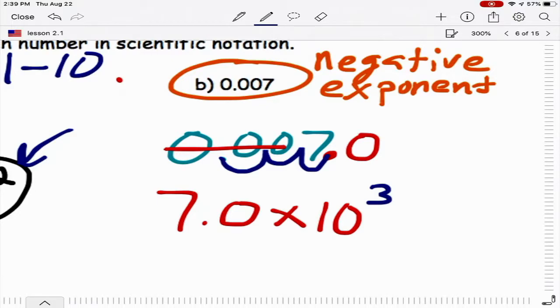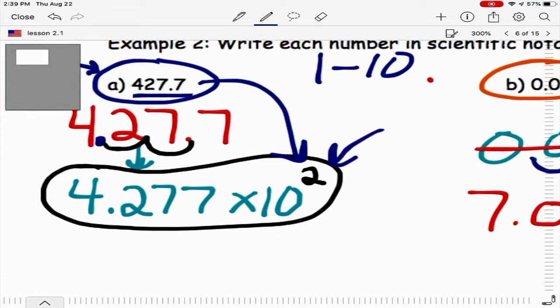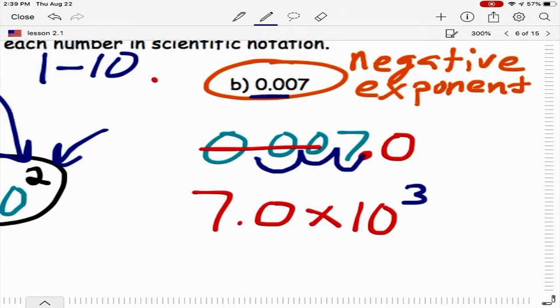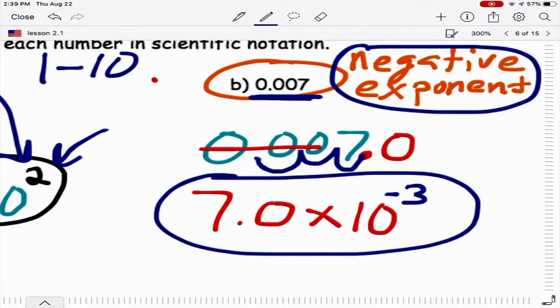The only additional step now is, once again, here, my original number was bigger than 1. So my exponent was positive. Here, because my number is smaller than 1, my exponent will not be positive. My exponent will be negative. My final answer, 7.0 times 10 to the negative third power.